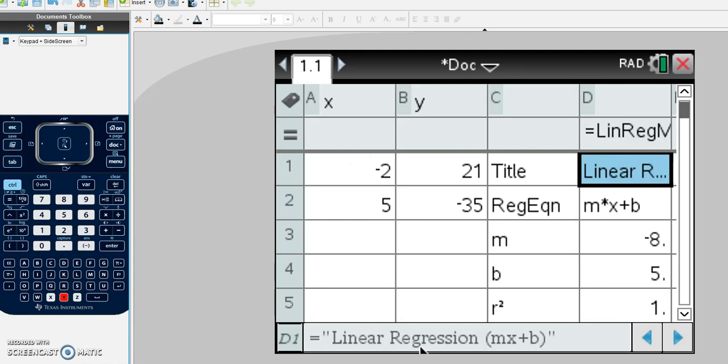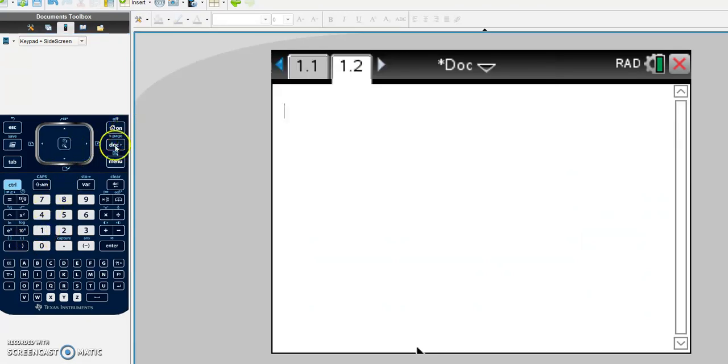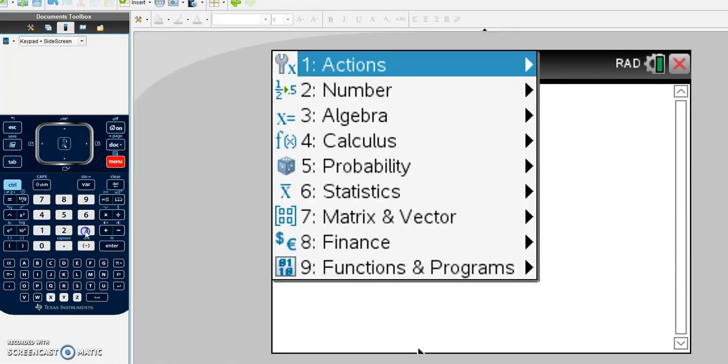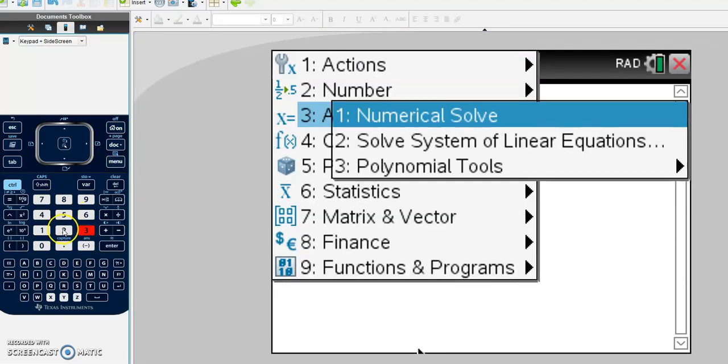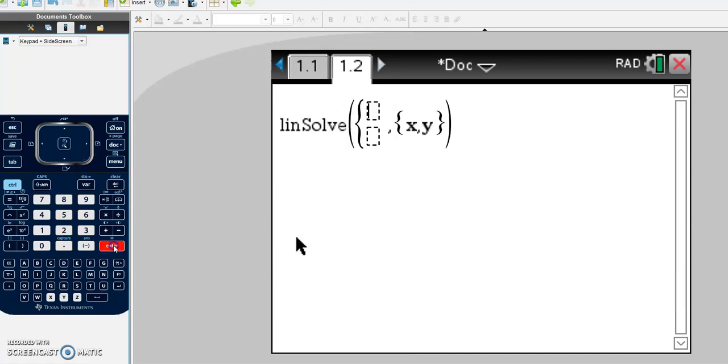So I've got the calculator up. We're going to go to a new page, so I can do Control Doc to get me to a new page. And we can do Add a Calculator, or I could have gone to Scratchpad, either one. But I'm going to go to Menu, 3, and then 2 for solving a system. And everything looks good, so I'm just going to hit the OK and Enter.